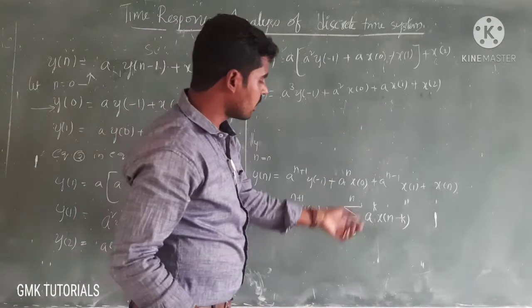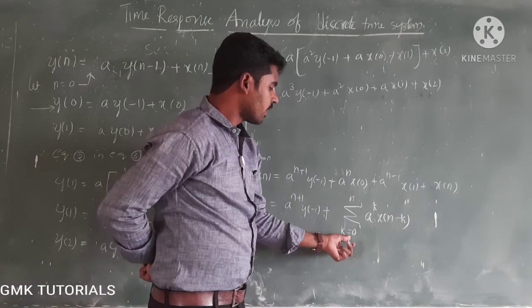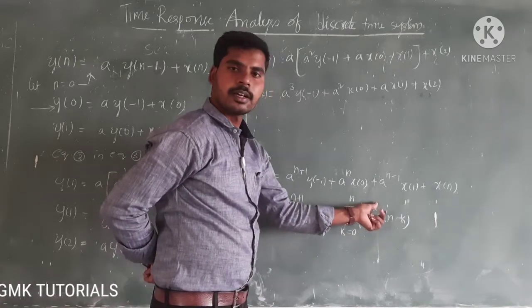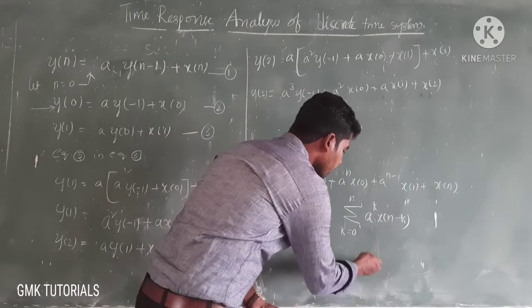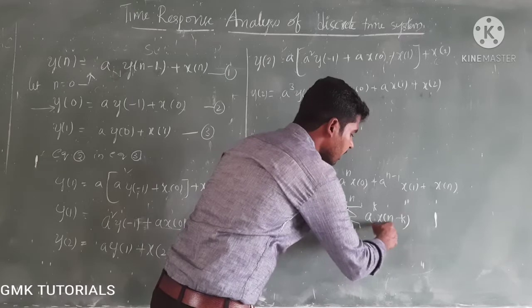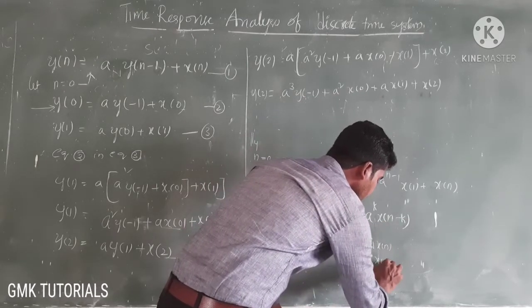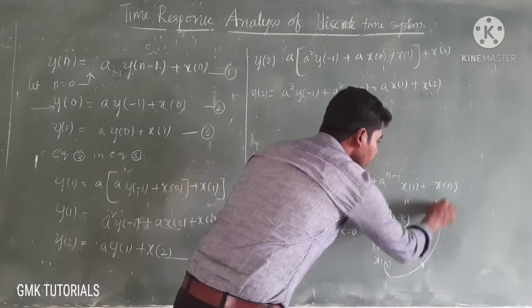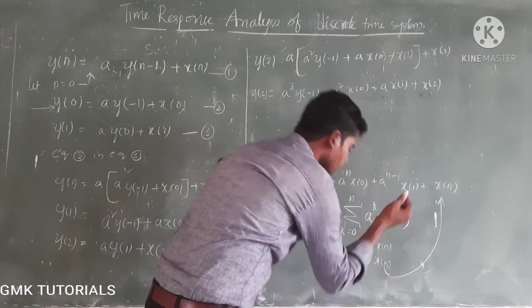Suppose let us check for two values. If k is equal to 0, what happens? A power 0 is equal to 1, right? Up to this the constant value is equal to 1. So 1 into x of n minus k. The k value is equal to 0, therefore n minus 0 is obviously x of n. So that gives rise to x of n. That means this value is equal to 1 for k is equal to 0, right?